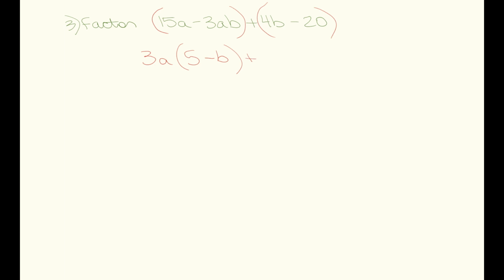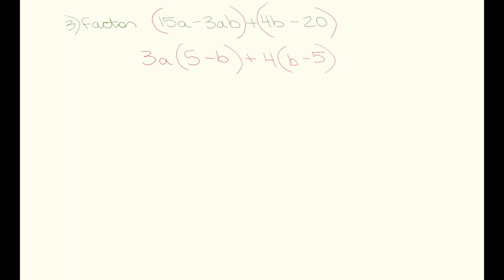Then you do the second set of parentheses. So what can I take out of 4b and negative 20? I can take out a 4. That's the greatest common factor. What would be left? 4 times what is 4b? B. 4 times what is negative 20? Negative 5. So I'm left with this. All right, do you see anything about the parentheses?